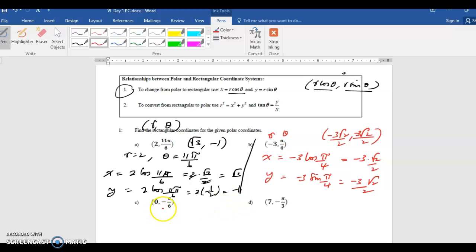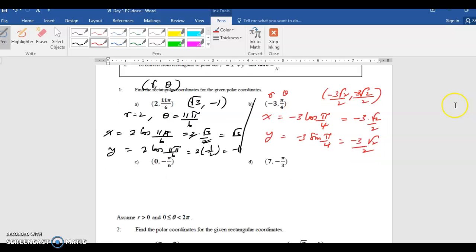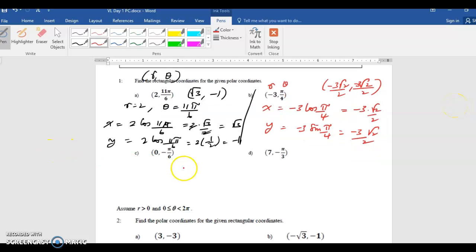Okay? If we have a negative angle, even then it works. How? You just have to see that negative pi over 6 is negative 30 degrees and it's going in the clockwise direction. So it is here. So this is negative pi over 6, which is similar to 11 pi over 6 actually. So I'm going to leave this question for you.